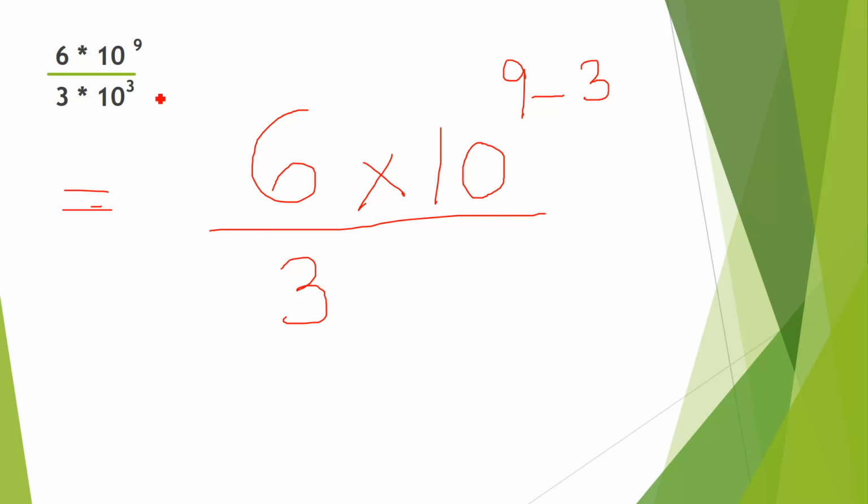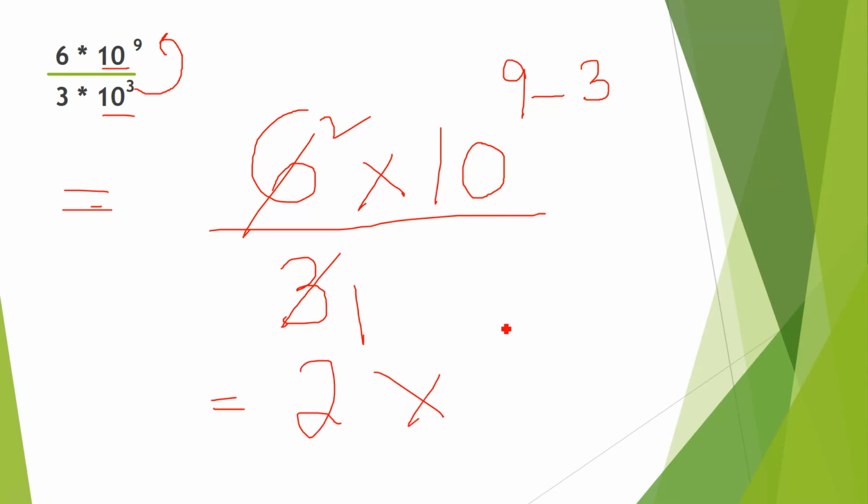Why minus 3? Because this 3 is in the denominator. It will go to the numerator. The sign will change, and both have the same 10 and 10. That is why we are adding or subtracting the powers. So 3 1 times 3, 3 2 times 6, which is equal to 2 into 10 raised to power 6. Again, our answer is in scientific notation. You can see scientific notation has two parts. The first factor should be less than 10, which is 2. The second factor should be a power of 10, 10 raised to power 6. So we can multiply it.